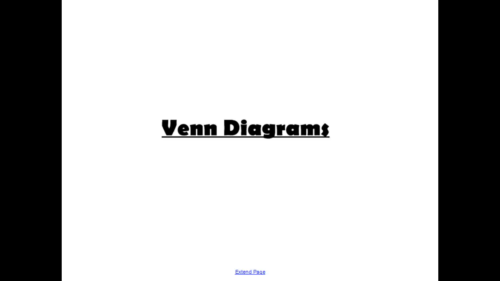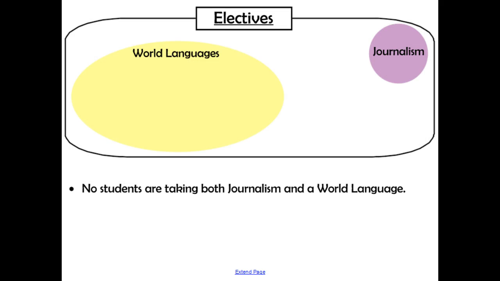Venn diagrams. In a Venn diagram that looks like this, the type of statement that you can make is that no students are taking both journalism and a world language. Since the two areas are completely separate, there are no students taking both of those electives.